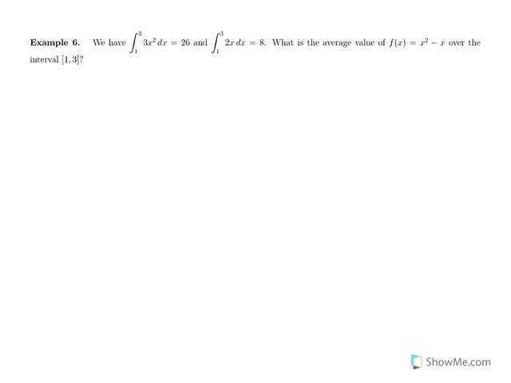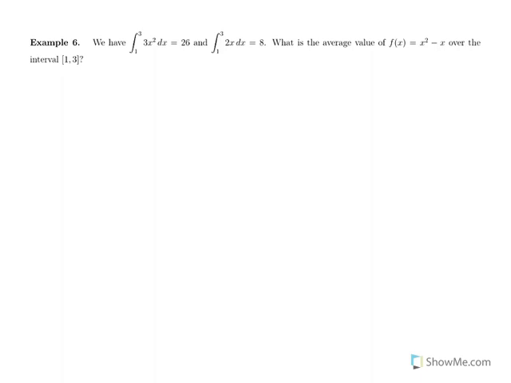Lastly, we have a problem dealing with the average value of a function. So we're given two integrals, one that deals with 3x squared, one that deals with 2x on the interval from 1 to 3. And we want to find the average value of f of x equals x squared minus x over that interval.